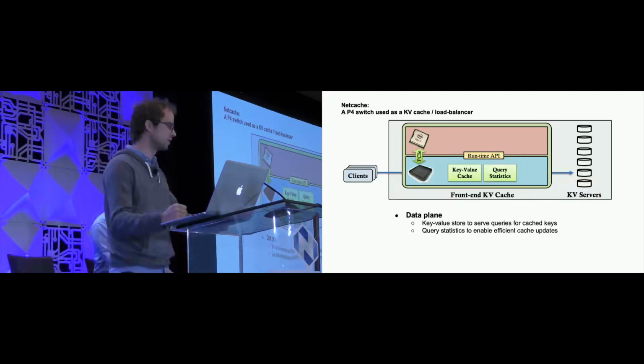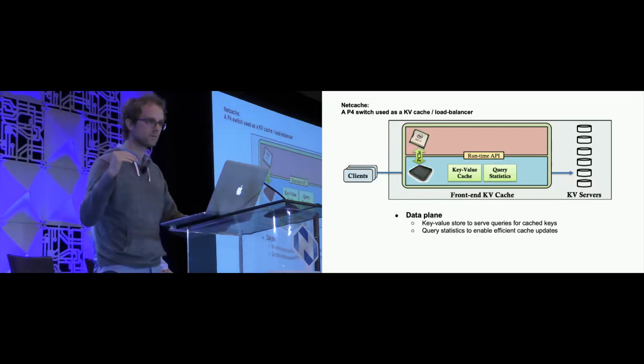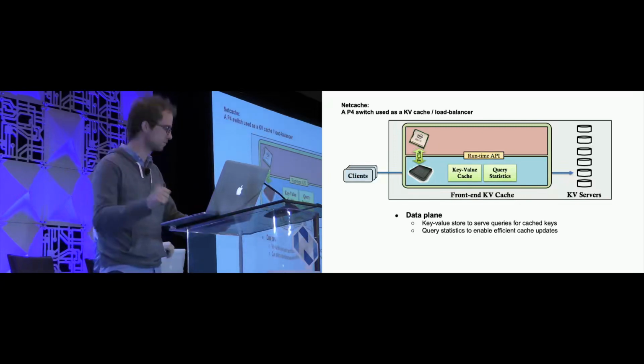The idea with Netcache is to actually keep a dynamic key value cache inside the network, inside your regular top of rack switch, if your top of rack switch is P4 programmable. That cache is dynamic. The switch can keep track of which keys are popular at any given time, and it can cache those specific keys.